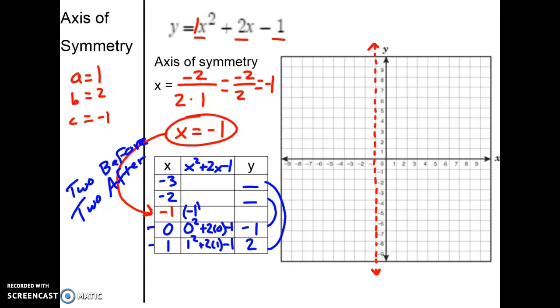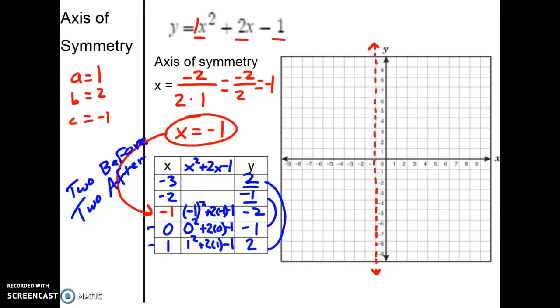Here we'll plug in negative 1 squared plus 2 times negative 1 minus 1. Negative 1 squared would be 1 plus a negative 2. That would be negative 1. And then we would have another minus 1, which this would be negative 2. So now we don't have to do the last 2 at the top. We can just record this as negative 1 and 2 as our values, because it's symmetrical and because we found our axis of symmetry and put it in the middle.